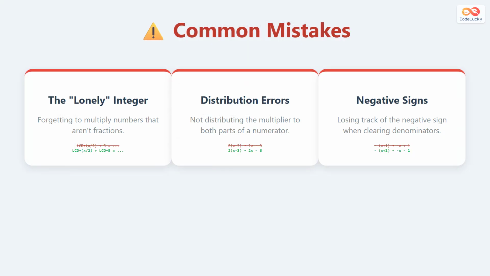Be careful of these common traps. First, don't forget the lonely integers. If a number isn't a fraction, you still have to multiply it by the LCD. Second, remember to distribute correctly, especially if there are parentheses. And finally, watch out for negative signs. They can easily get lost in the process.